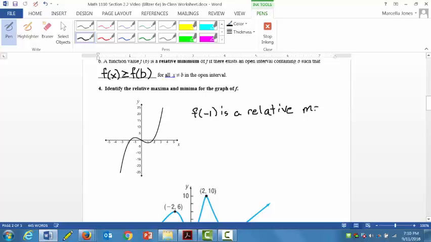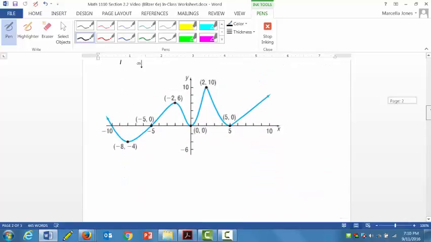So notice f of negative 1 is a relative maximum. F of 1 is a relative minimum. So f of negative 1, and notice it's the y value that is the maximum or the minimum. So the function value gives the y value.